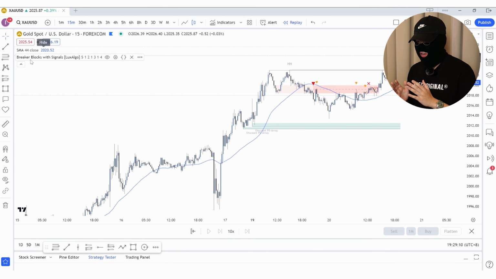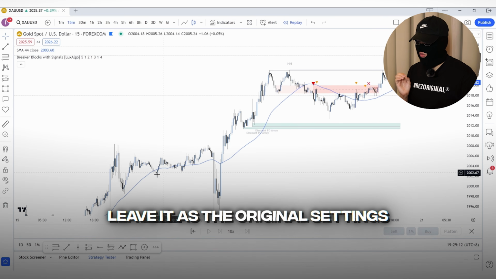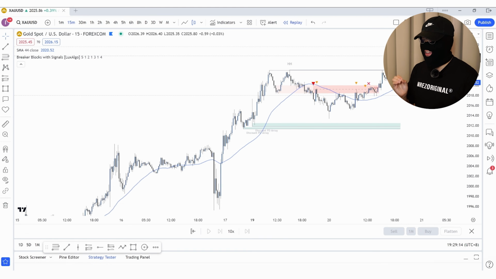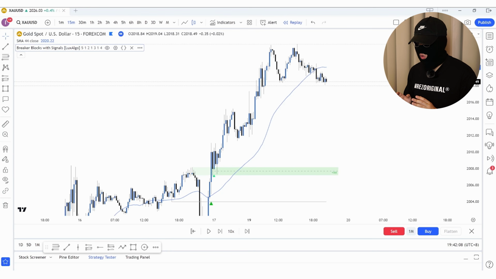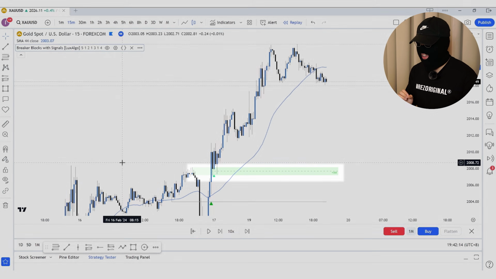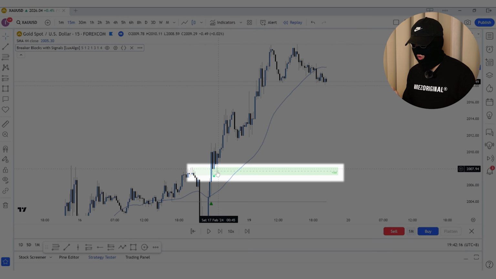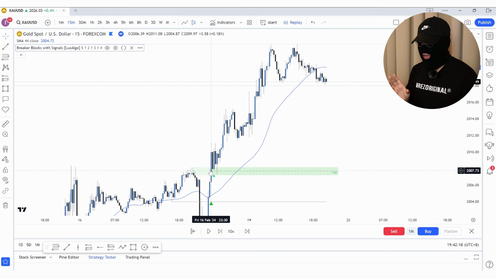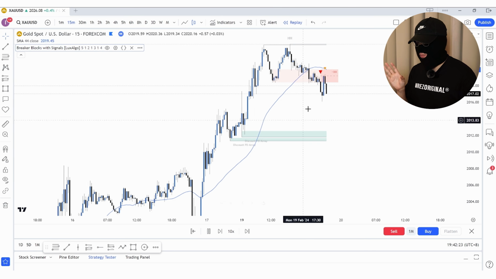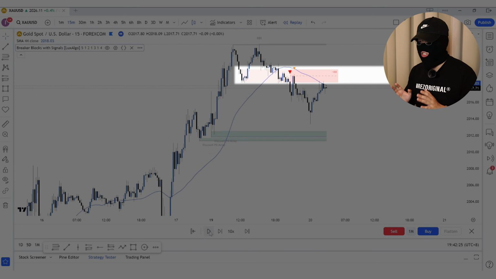For the breaker block indicator, leave it as the original settings. There isn't a need to change it. One key feature to note for this indicator is when price creates a breaker block, you don't have to draw anything on your charts. The indicator will automatically draw them for you, indicated by a green color box, which represents a bullish breaker block, or a red color box that represents a bearish breaker block.